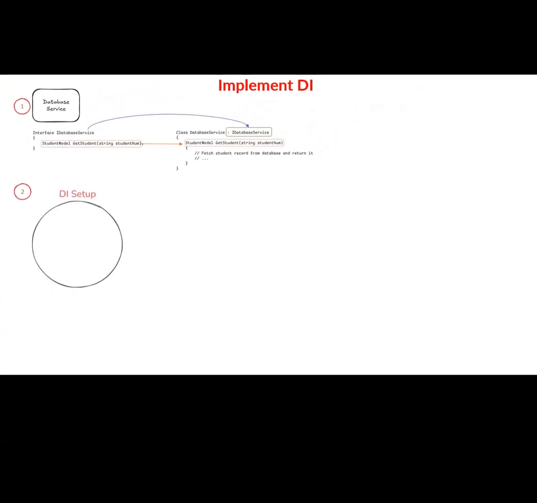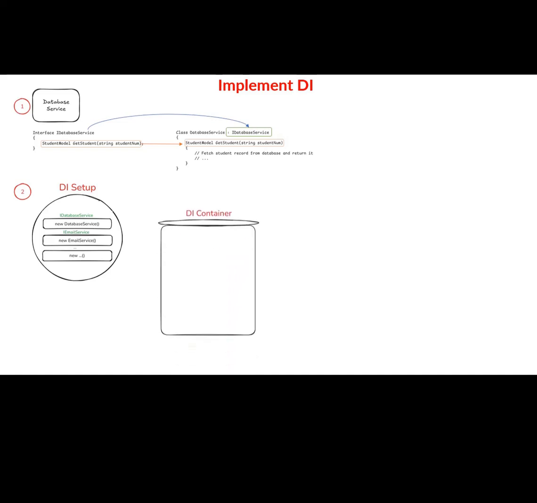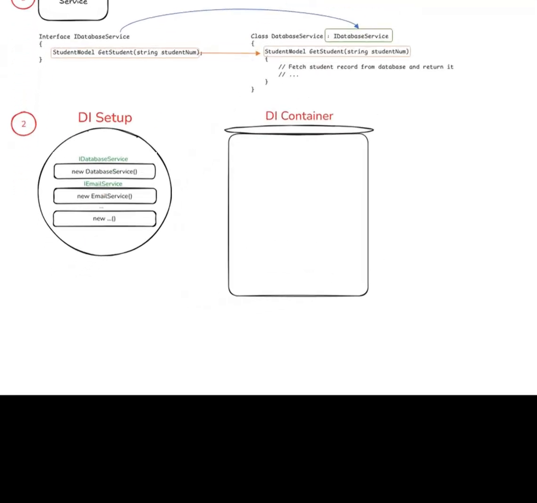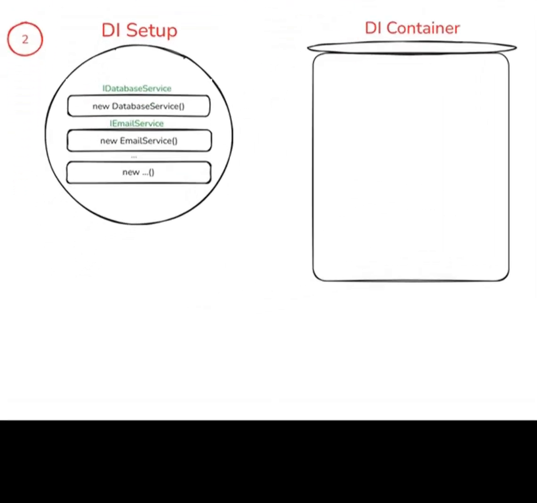The second step is setting up your dependency injection module. For example, we need to tell the DI framework if a component asks for IDatabaseService, create an instance of the database service class and pass it through. We do the same thing for other classes as well if we need to. The DI framework creates a container and puts the class instances into it. So you've got all required instances in the DI container.